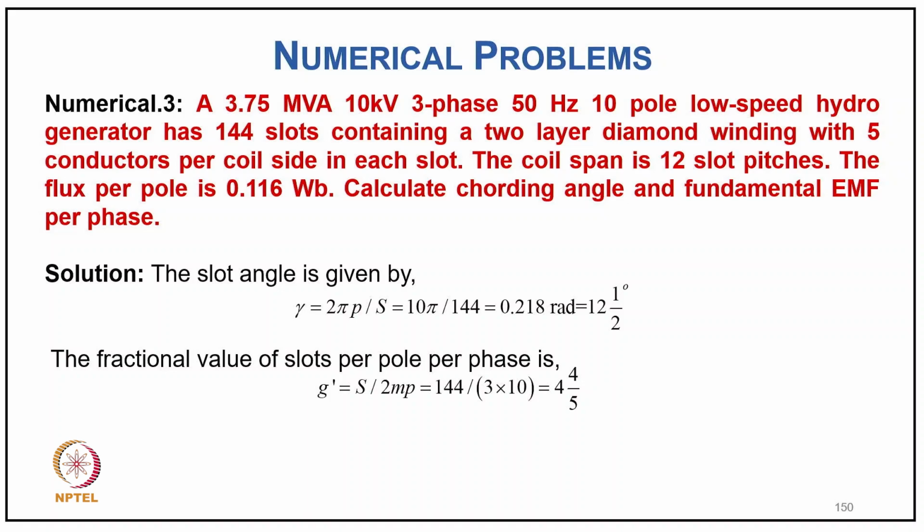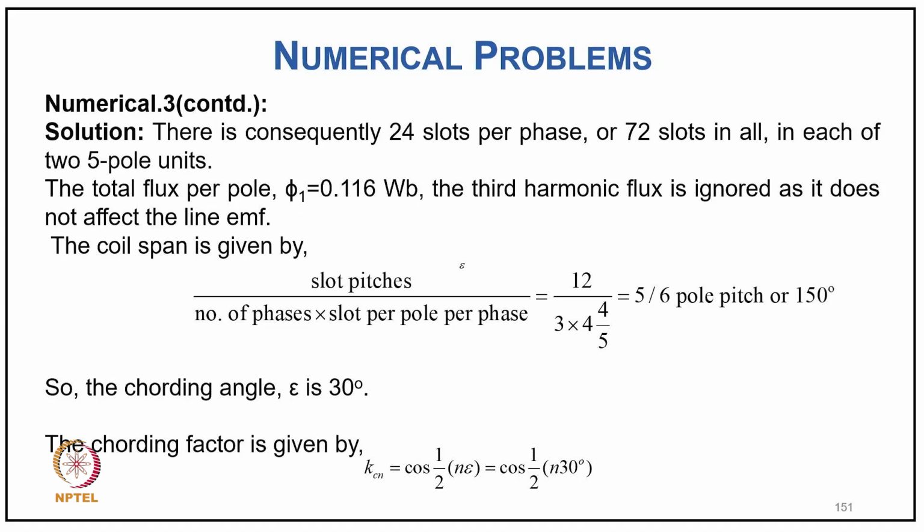So slot angle is given by gamma equal to 2 pi p upon s, that is 10 pi upon 144, which comes to 0.218 radian or 12.5 degrees. The fractional value of the slots per pole per phase q is S upon 2 m p, that is 4 upon 5. Consequently there are 24 slots per phase, that is 72 slots in all, and in each pole 5 slots, and the total flux per pole phi 1 is equal to 0.116 Weber.